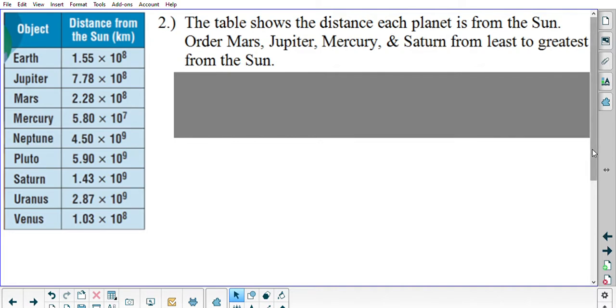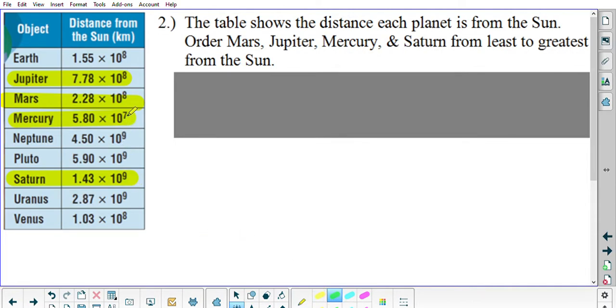Here I go. It says the table shows the distance each planet is from the sun. We are going to order the planets of Mars, Jupiter, Mercury, and Saturn from least to greatest order from the sun. So let's take a look here at the chart. We have Mars. We have Jupiter. What's the other one they want us to use? Mercury. Oh, and also Saturn. Those are the 4 that we're looking at. From those 4, we need to go least to greatest order.